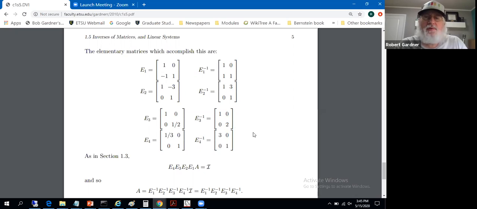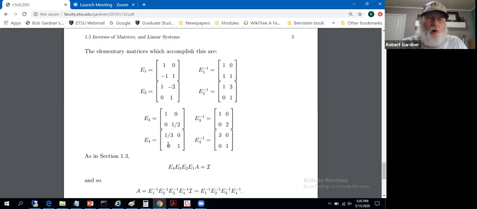What about their inverses? How would you undo subtracting row 1 from row 2? By adding row 1 to row 2. How would you undo subtracting 3 times row 2 from row 1? By adding 3 times row 2 to row 1. Undo dividing by 2, multiply by 2. Undo dividing by 3, multiply by 3. And indeed, these 4 matrices are the inverses of these 4 matrices.